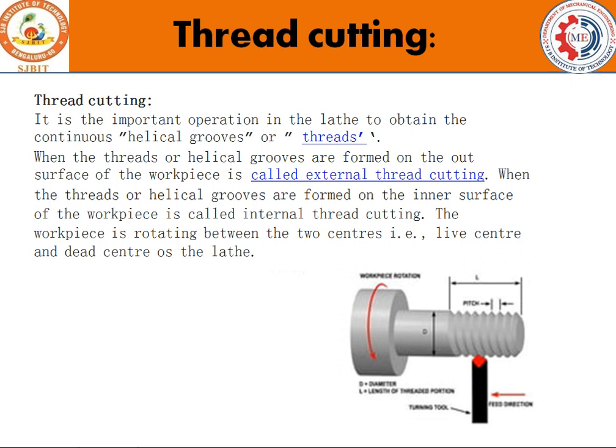So thread cutting is to get the required thread on the surface based on the type of thread you need. When the threads or helical grooves are formed on the outer surface of the workpiece, it is called external thread cutting. When the threads or helical grooves are formed on the inner surface of the workpiece, it is called internal thread cutting. The workpiece is rotating between the two centers, that is, between the live center and the dead center on the lathe.